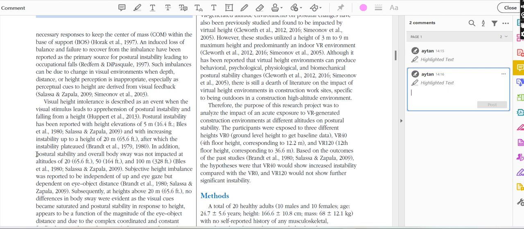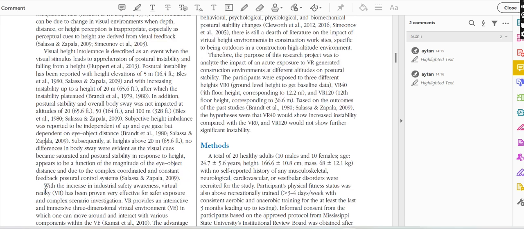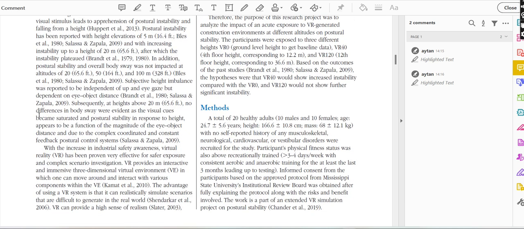In addition, postural stability and overall body sway was not impacted at altitudes of 20, 50, and 100 m. Subjective height imbalance was reported to be independent of eye gaze but dependent on eye-object distance. Subsequently, at heights above 20 m, 65.6 feet, no differences in body sway were evident as the visual cues became saturated, and postural stability in response to height appears to be a function of the magnitude of the eye-object distance and due to the complex coordinated and constant feedback postural control systems (Salasa and Zappala).